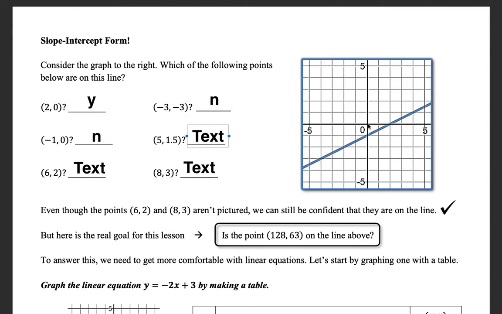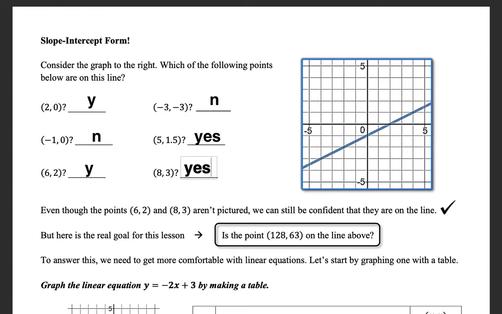5 and 1.5, 1, 2, 3, 4, 5, and up 1 and up 0.5, which, yes, is on the graph. 6 and 2, 1, 2, 3, 4, 5, 6. I know it's not there, but we can tell that this is on the graph. And 8 and 3, we definitely can't tell, but yes, it's on the graph.